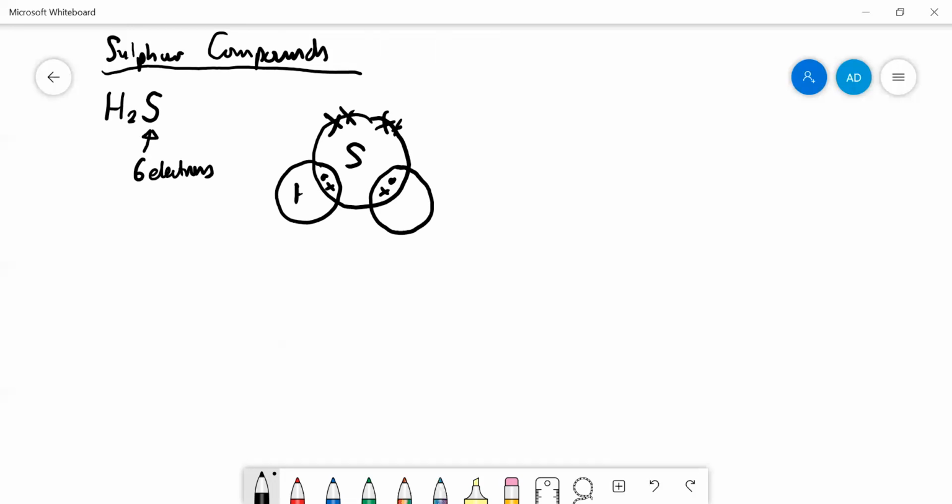So H2S has a very similar electronic structure to water. Let's have a look at this one now, SF6. And we'll see here that in this compound, sulfur has 6 of its own electrons, and each of them forms a pair, so it ends up with 12 electrons in its outer shell.